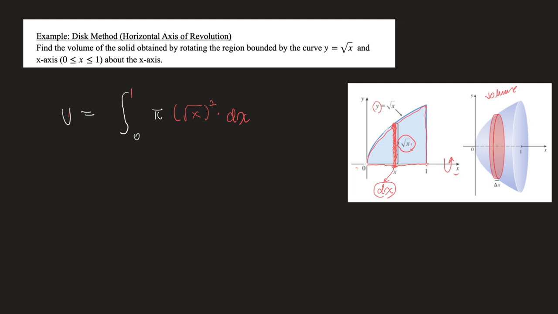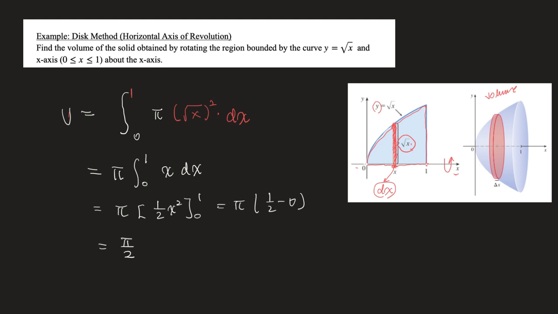Guys, make sense? So how to calculate this one? Pi is going to be outside, integral from 0 to 1 of x dx. So this one is the antiderivative, 1 over 2 x squared from 0 to 1, pi times 1.5 minus 0. This one is pi over 2. So the volume of this solid generated by this region is going to be pi over 2.